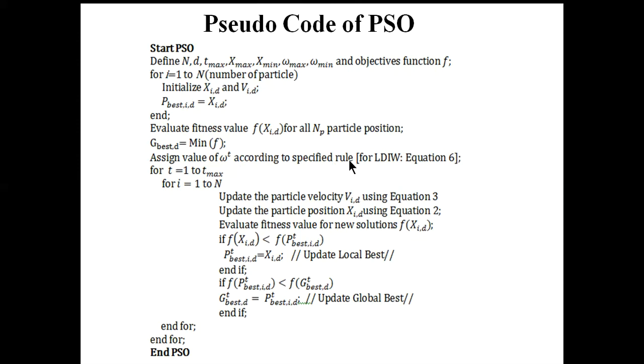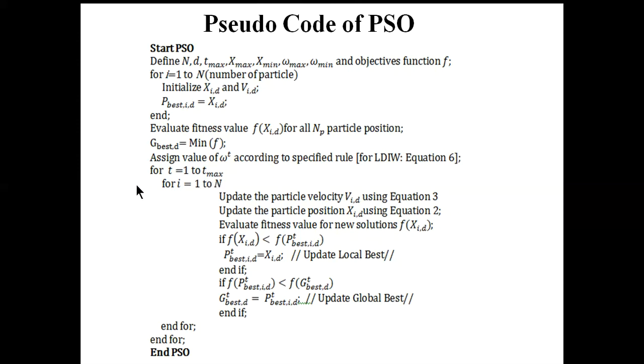Now next, assign the value of w according to the specified rule. Here we have used the LDIW technique. For the LDIW technique, we should use equation number 6 that was already discussed in the earlier slide. By using that formula, we create a value of inertia weight for every iteration point. Now let's start the iteration. For the search, we start a for loop t equal to 1 to t max. That means the iteration will continue up to the maximum t max number of iterations.